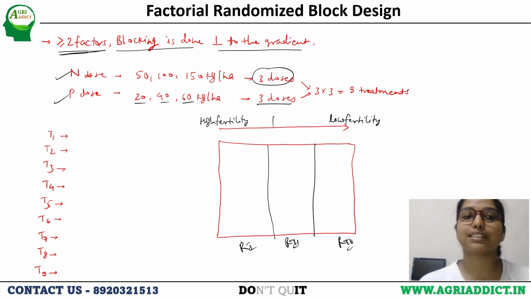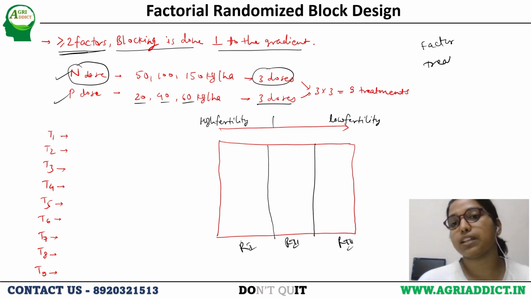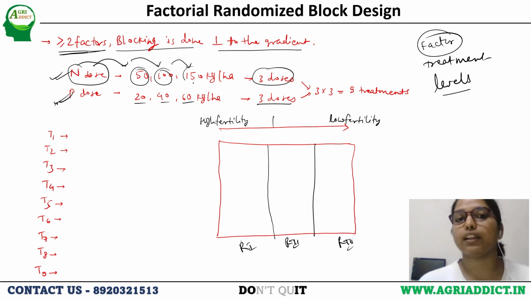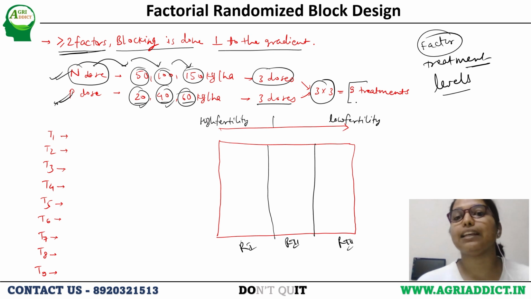If we are multiplying, so this is the factor. There are 3 terms: factor, treatments and levels. So the factors are nitrogen and phosphorus. These are the 2 factors. And levels are nitrogen at 50 kg level, 100 kg level, 150 kg level. So these are the levels: 1 level, 2 level and 3 levels. Nitrogen is given in 3 levels, and phosphorus is also given in 3 levels, that is 20 kg, 40 kg and 60 kg. And what are the treatments? When we multiply 3 by 3, that is, both the levels of the 2 factors, we get 9 treatments.